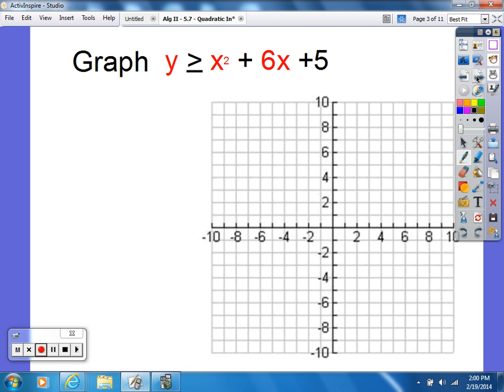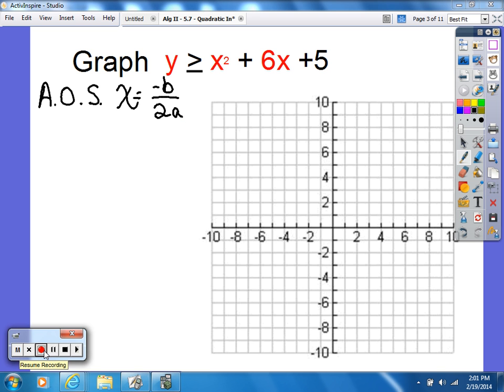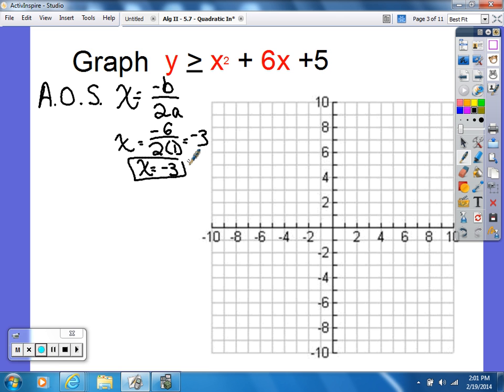You're close. AOS. Axis of symmetry. AOS. And the formula for that is x equals negative b over 2a. Part of the quadratic formula, not the entire thing. Please, at this time, go ahead and plug in your b, your a, and figure out what x is. So I got negative 3.